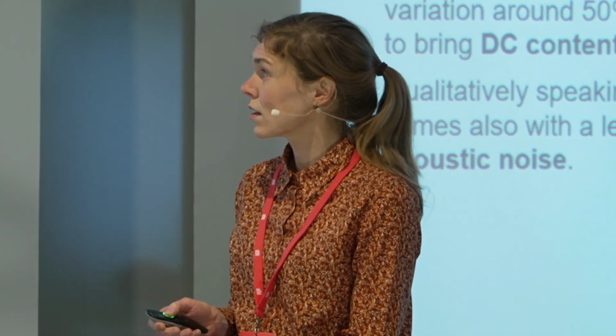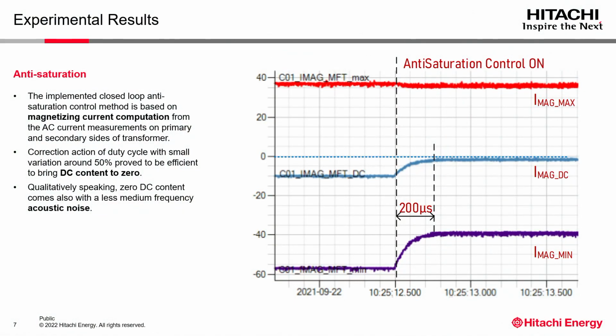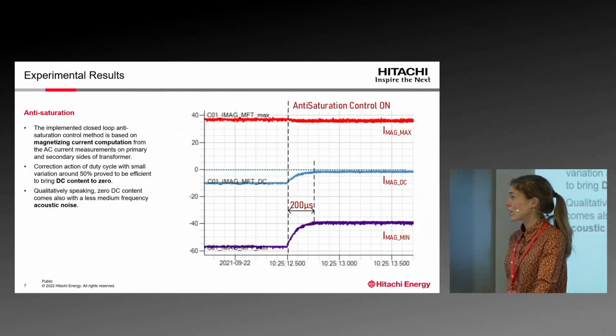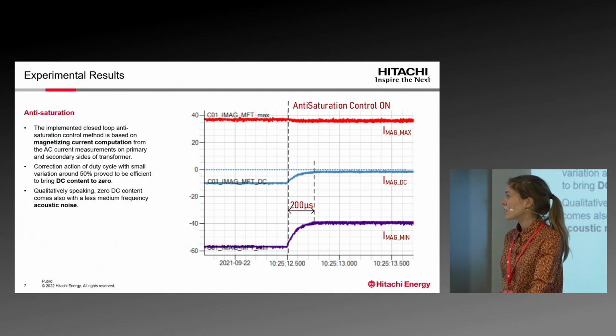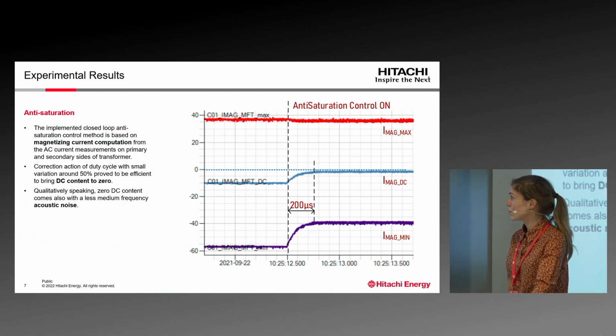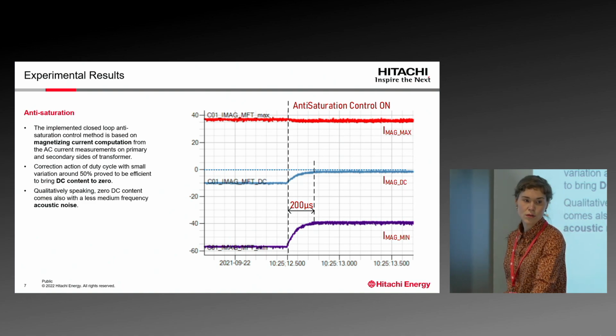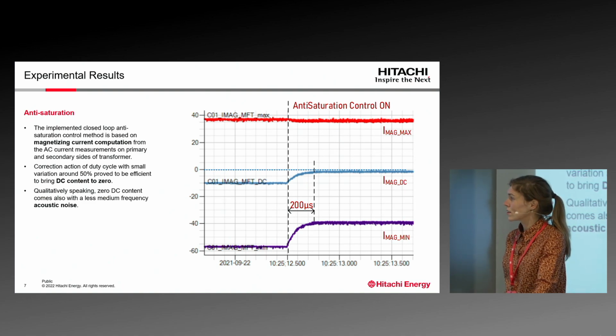And the results, also the working of the controller, I can present you on this slide. So before the dashed line here on the left side, you see the computed maximum and minimum magnetizing current, and you can clearly see there is a slight offset. So without any DC blocking capacitors, over time you would saturate the MFT. Here, at that point, we turned on the anti-saturation controller, and you see the dynamics after 2 microseconds. We can nicely control this DC offset to 0 and avoid saturation.